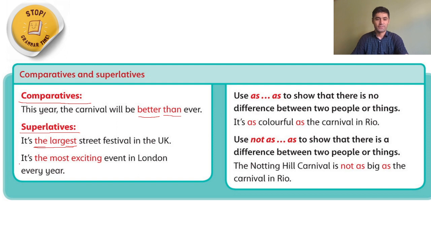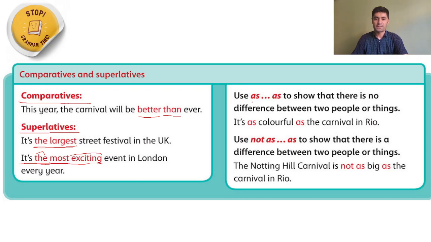Next one. It's the most exciting event in London every year. The most exciting. If you remember, you learned from your past lessons that for adjectives with more than one syllable, we use most before the adjective in superlative form. And as usual, the definite article comes before the word most. So, the most exciting.